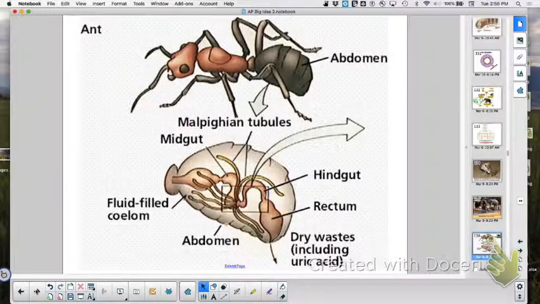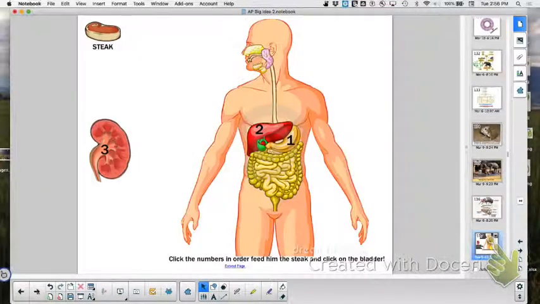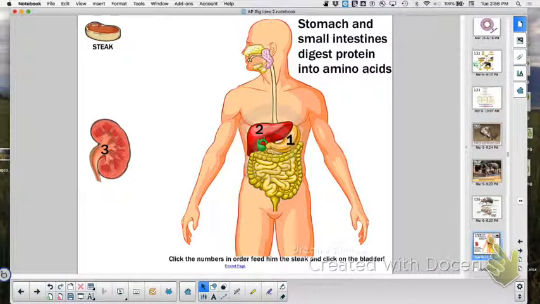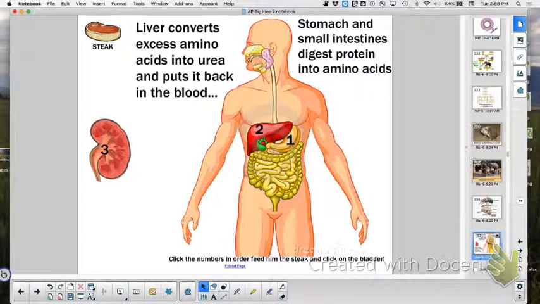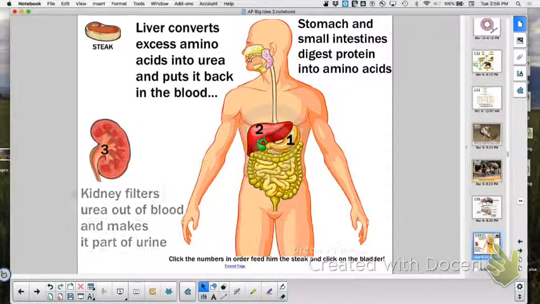Malpighian tubules. These kinds of organisms have an open or closed circulatory system? Open. So their Malpighian tubules extend out into their coelomic fluids, and they can pick up whatever waste they want or leave those fluids in their body. We talked about this. You eat proteins, your liver will convert it to urea, and then your kidneys will filter it out, and then you will pee it out. Remember that?